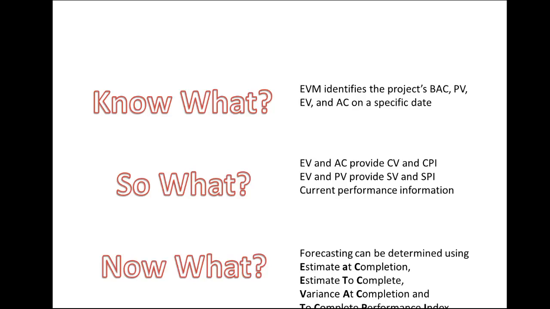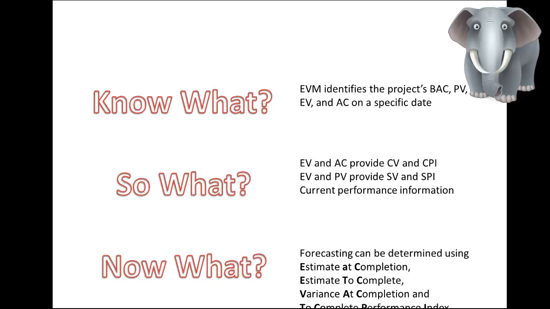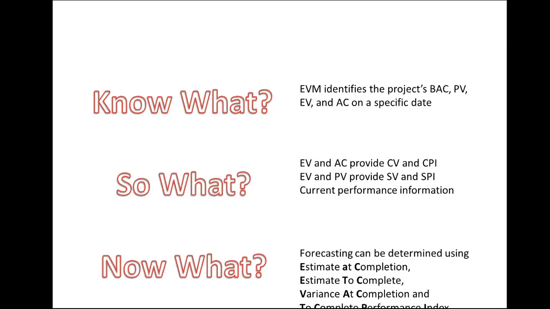So let's recap. Know what? Earned value management identifies the project's budget at completion, planned value, earned value, and actual cost on a specific date. So what? That means your earned value and your actual cost can provide you with a cost variance and a cost performance index. Then your earned value and your planned value can provide you with a schedule variance and schedule performance index. This gives you current performance information.